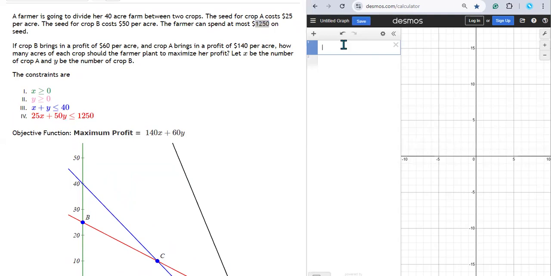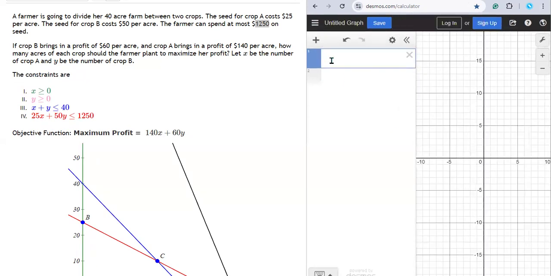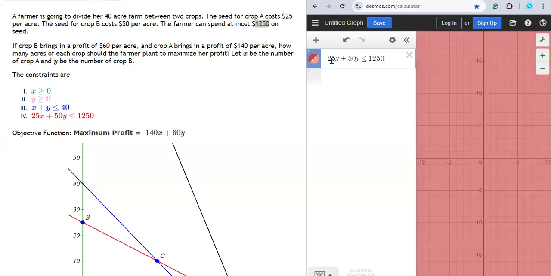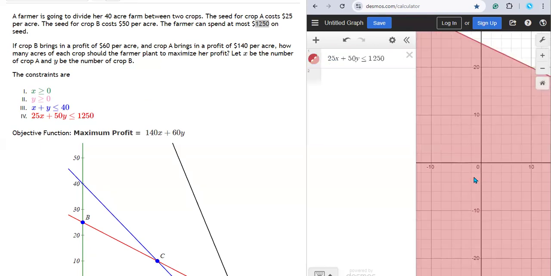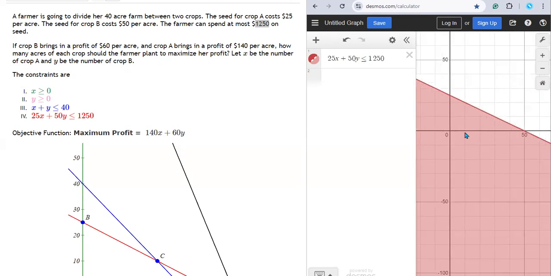I have Desmos opened over here. What I'm going to do, zoom in a little bit. I'm going to type 25X plus 50Y, and then less than or equal to. To get the less than or equal to, you type the less than symbol, and then you type equal sign, and then 1,250. And then we can see what that looks like. Okay, so 25X plus 50Y less than or equal to 1250 looks like this.